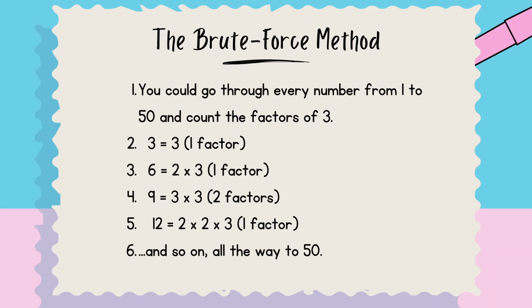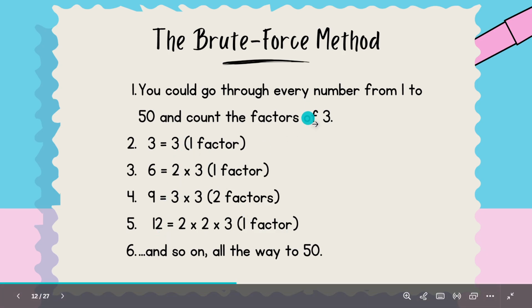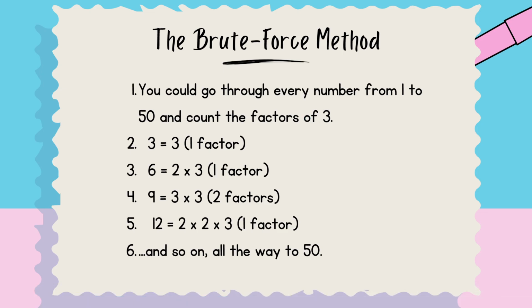So let's go step by step. If we go with the brute force method, the first factor of 3 is 3 itself. Then we go to 6, and 6 is 2 multiplied by 3, so we find one factor of 3 with 6. With 9, we find 3 multiplied by 3, that is 2 factors of 3. And we can go on like this. But what if the number is too large? Currently it is just 50, but in the question it can be much larger. So we cannot go that way.